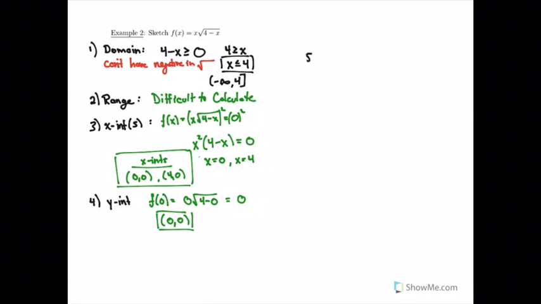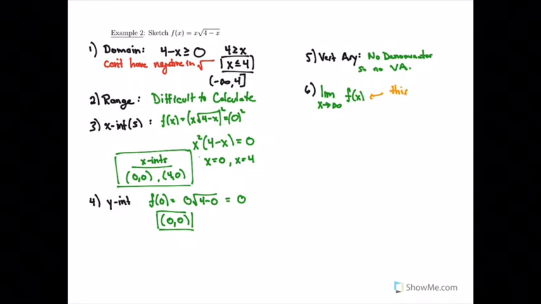Okay, we could think about the vertical asymptotes, but since there is no denominator, there are no vertical asymptotes. I'll abbreviate that VA, no vertical asymptotes. Next, we're going to think about the limits at infinity, the end behaviors. So let's look at when the limit approaches infinity of the function. But let's note that this doesn't make any sense for this function.